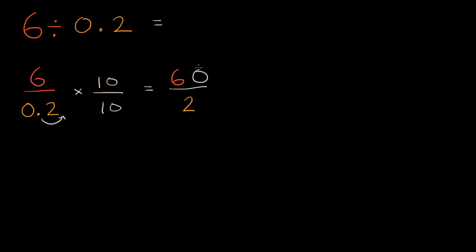Now what is 60 divided by 2? Well, 60 divided by 2 is fairly straightforward. 6 divided by 2 is 3, so 60 divided by 2 is going to be equal to 30. So that's 30, and so we're done.